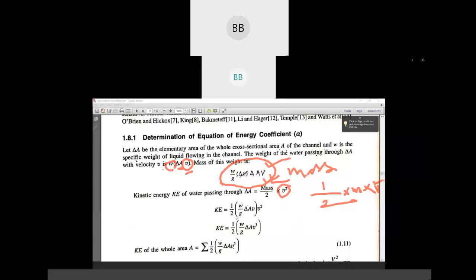So half, this is mass, and this is velocity squared. So this is kinetic energy. Here this is v square and this is v, that's why it will be v cube. Others will remain the same. So now we have calculated the kinetic energy for that particular small elementary area.